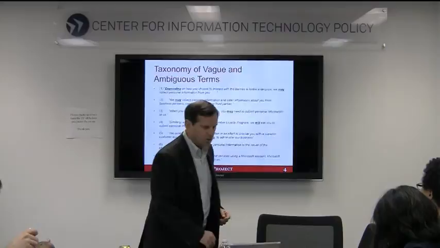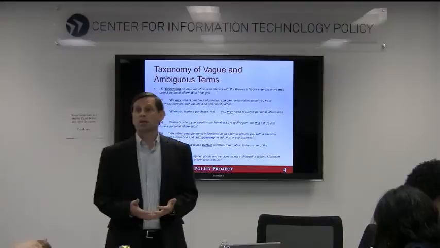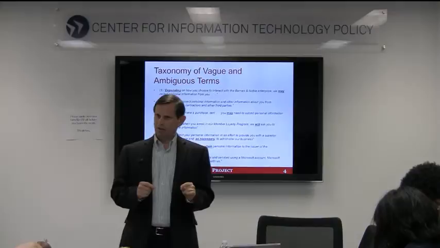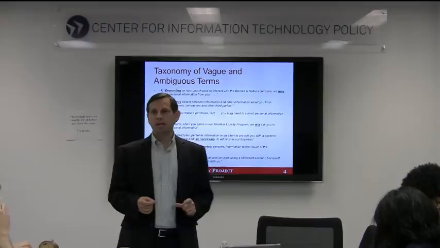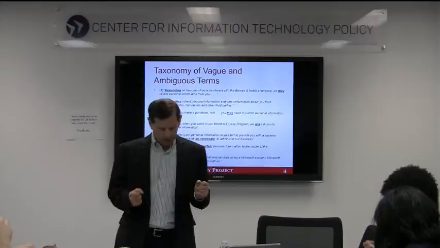So we started by thinking about how we come up with a taxonomy of vague and ambiguous terms. There's a distinction between vague and ambiguous. In law, we talk about an ambiguous contract because the terms used in the contract could be susceptible to multiple meanings. That's one way of looking at it. Vague terms, which we think are really a subset of ambiguity, arise in an instance where there is uncertainty.